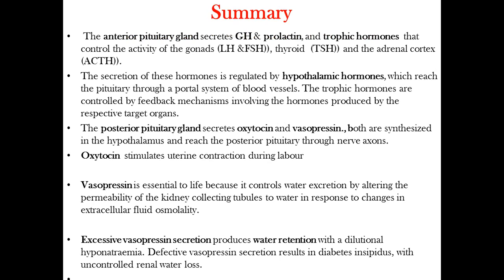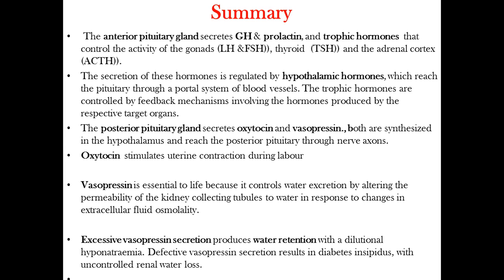The summary of this lecture is that the anterior pituitary gland secretes many hormones: growth hormone and prolactin, which act directly, and the trophic hormones that control the activity of other glands, which are LH, FSH, TSH and ACTH. The secretion of these hormones from the pituitary is controlled by the hypothalamic hormones, and the hypothalamic hormones reach the pituitary by the portal system of blood vessels. Then they induce the secretion of trophic hormones. The trophic hormones exert a feedback mechanism to control the secretion of the pituitary hormones.